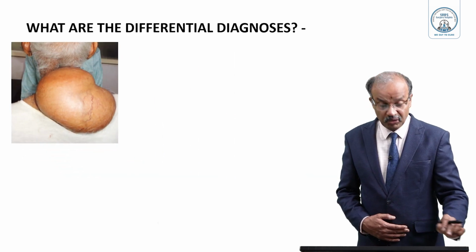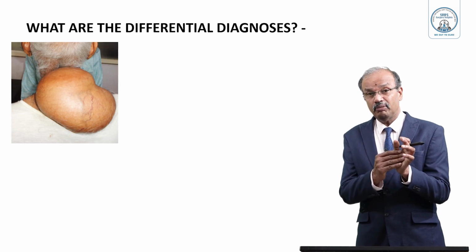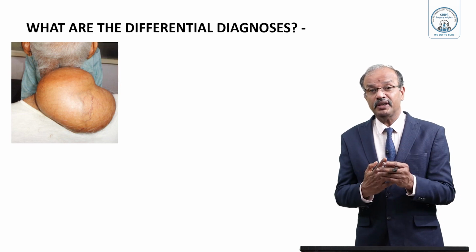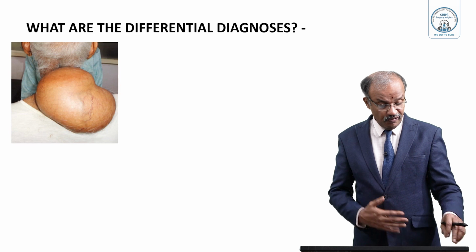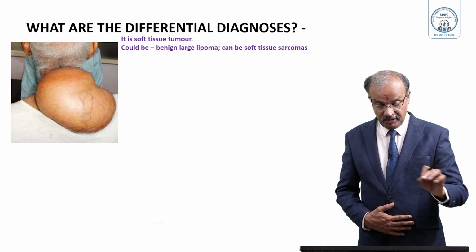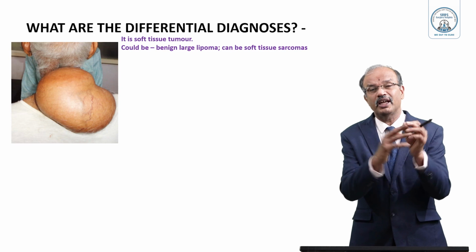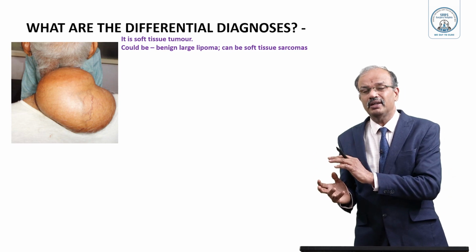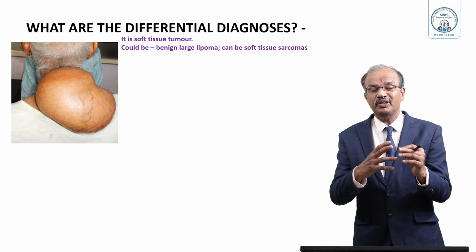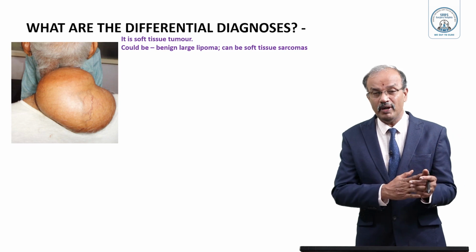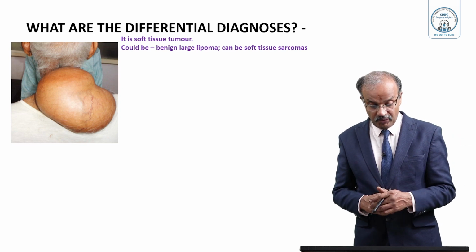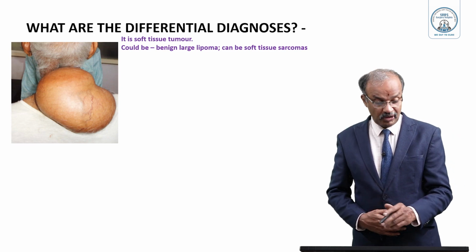It could be benign like a lipoma, but if it is short in duration and progressively increases so much, you have to think of sarcoma. Put it together: soft tissue tumor. It can be benign, it can be malignant. If it is short in duration, it could be malignant. Long duration, it may be lipoma or a benign tumor. So, it could be a benign large lipoma, or a soft tissue sarcoma.